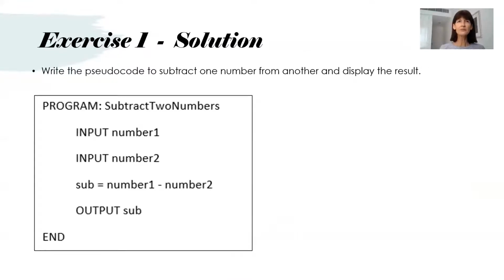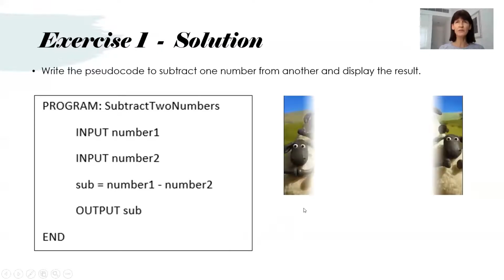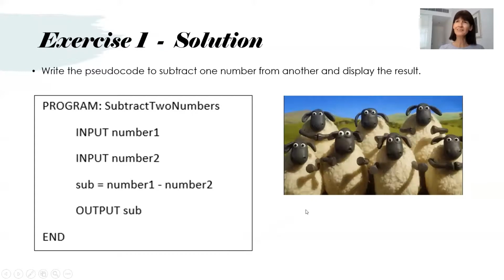So here's the solution. Basically very similar, it's just got a different name, subtract two numbers, and then instead of sum, I've put sub equals number 1 minus number 2, but the rest is the same as the previous example. If you got this right, well done.